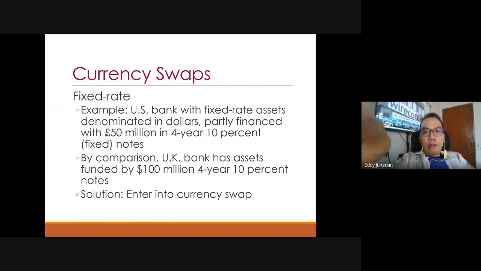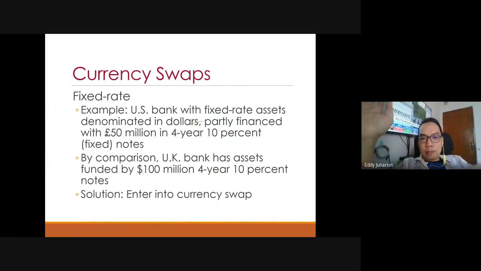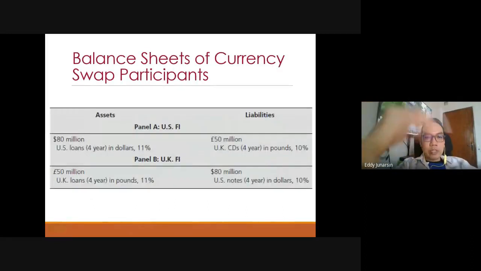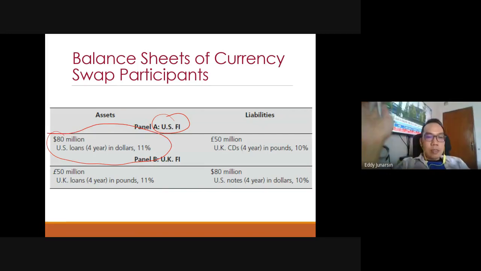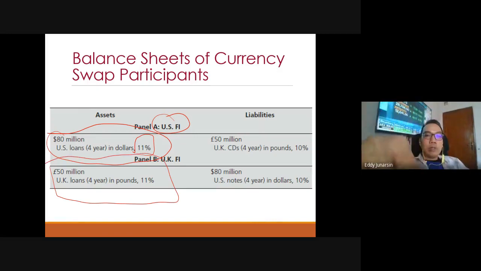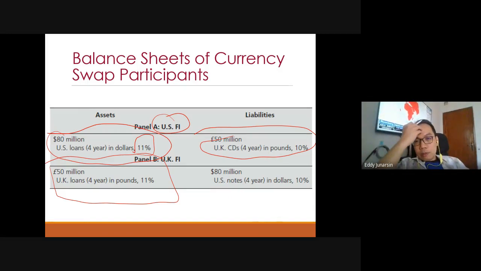So we see an example here, a US bank with fixed rate assets denominated in dollars. Maybe just look at the graph. This is easier to imagine. The US financial institution has assets of $80 million. The assets are expected to make a return of 11%. However, this financial institution is getting its financing in UK pounds. For some reason, they finance their assets using 50 million pounds.